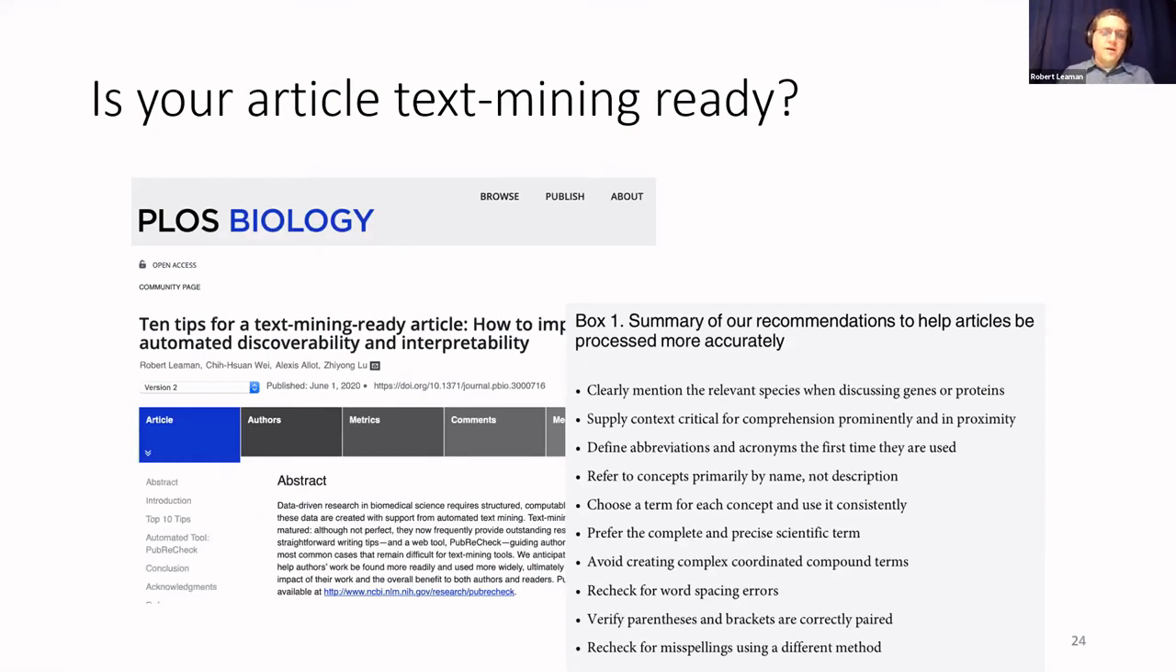Worth noting is a recent article which I published with some of my co-authors on tips for ensuring that your own article is ready for text mining to interpret. The main idea here is that any article which is more easily interpreted by text mining systems, well, not only will it be a little easier for your readers to interpret, but also it'll be easier for them to discover it and then for others to build on top of.